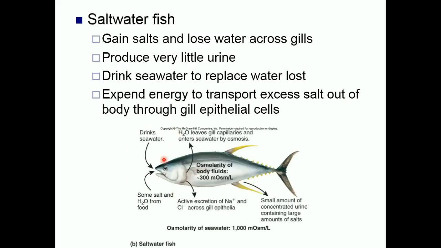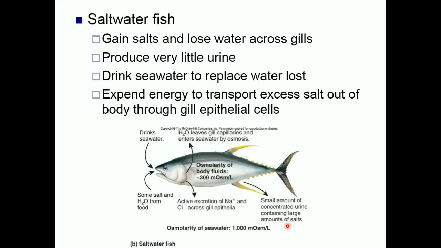Alright, so here on this figure, we can see the fish drinks water, obtains salts and water from food. Water leaves the gills, gill capillaries, enters the seawater. There is a heavy active excretion of sodium and chloride across the gill epithelia, which maintains also the osmolarity at around 300 milliosmolar per liter, and very small amounts of concentrated urine containing large amounts of salt. Okay, so very different environments require different approaches to deal with these problems, and the excretory system plays a central role, but so do the gills. Not just the kidneys, so do the gills.